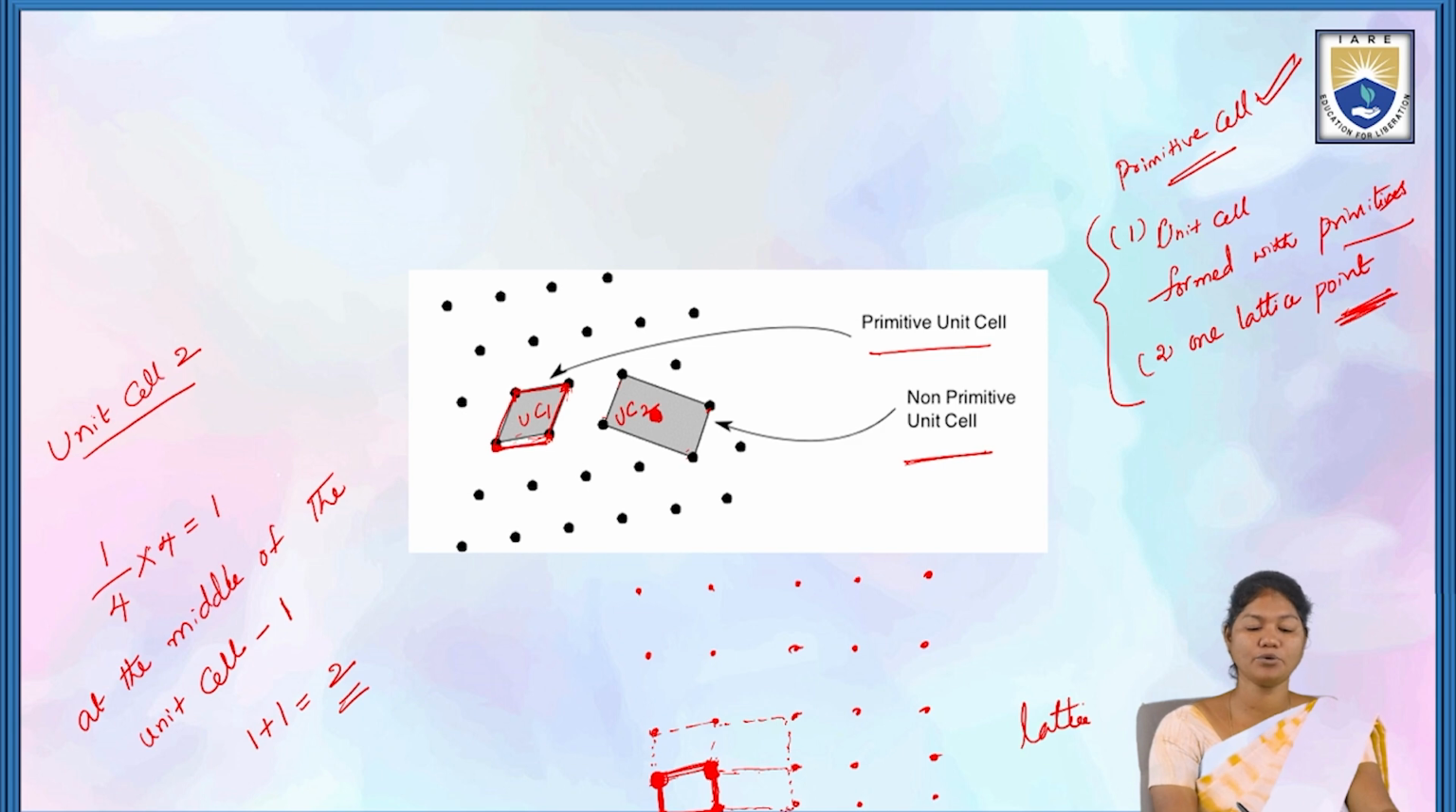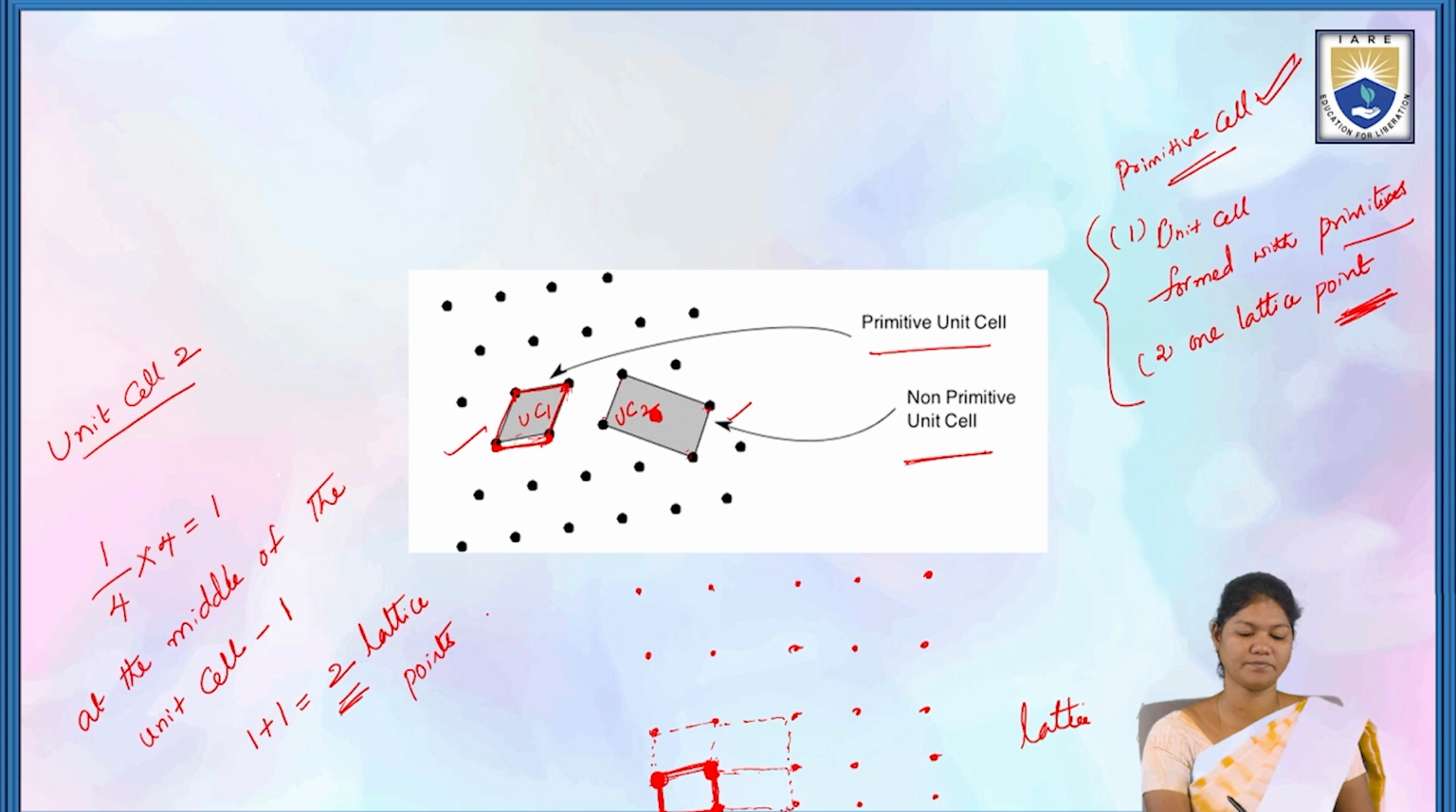But in unit cell 1, we are getting only one lattice point totally. But here in unit cell 2, along with the corner atoms, there is one more atom at the middle of the unit cell. So 1 plus 1, we are getting 2 lattice points here. So it is non-primitive.